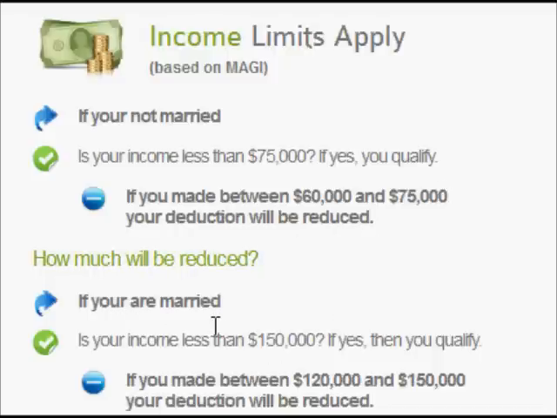Now, for the folks who are married, if your income is less than $150,000, then you would qualify for the student interest loan deduction. And if you made between $120,000 and $150,000, then your deduction will be reduced.